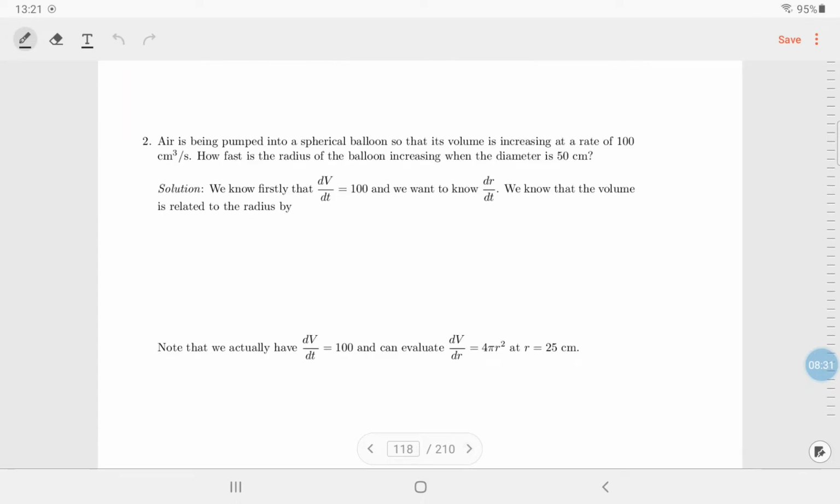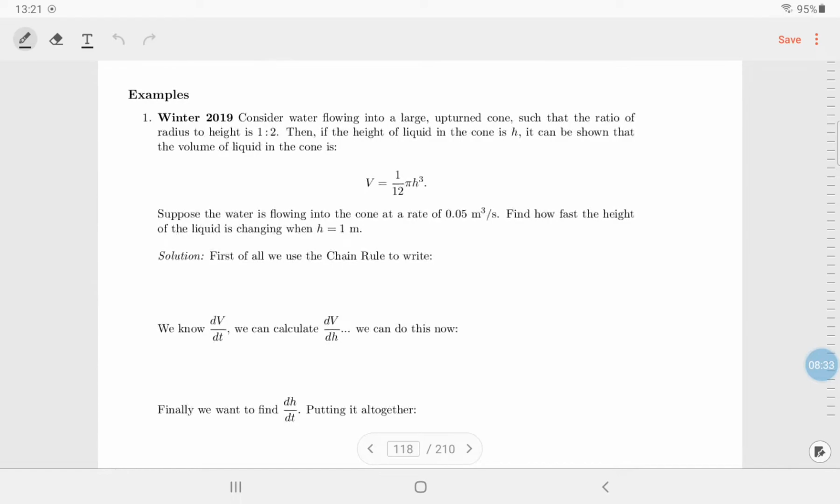Right, so let's do some examples and see how this goes. First example: consider water flowing into a large upturned cone, such that the ratio of radius to height is 1 to 2. You might be a bit bothered here, but the formula is given down there, so it's okay. If the height of liquid in the cone is h, it can be shown that the volume of liquid is 1/12 pi h cubed. Suppose the water is flowing into the cone at a rate of this.